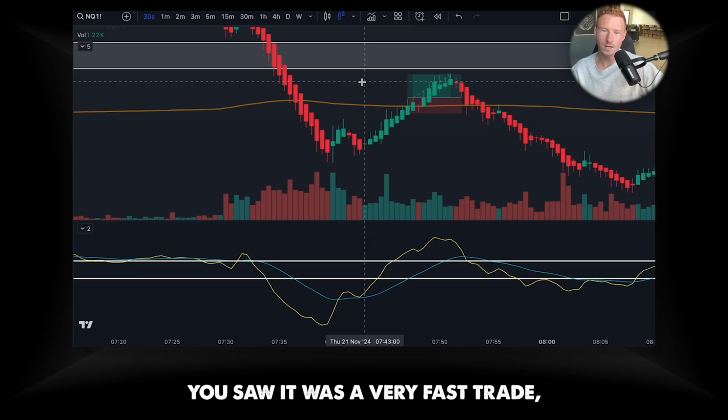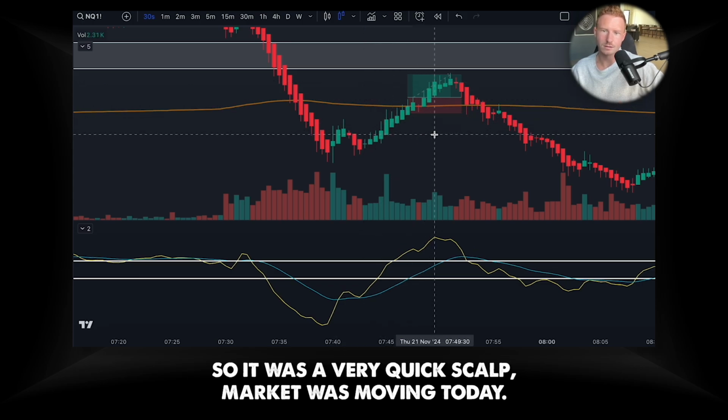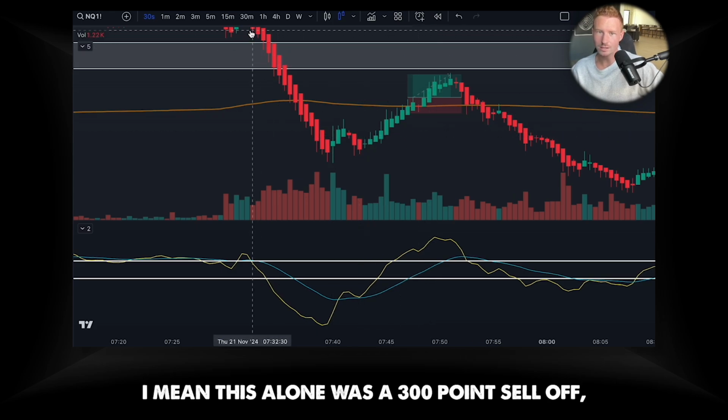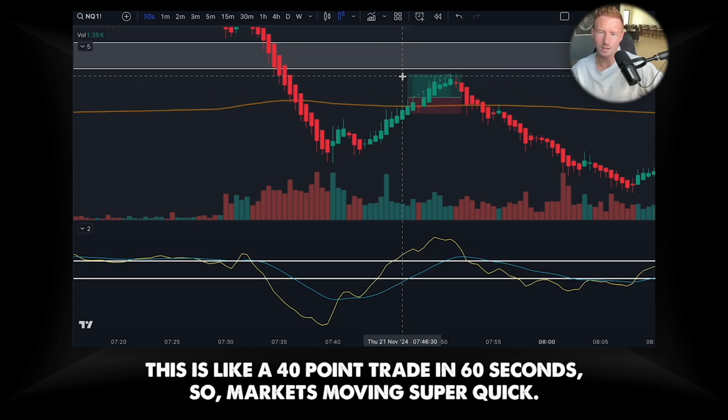You saw it was a very fast trade. These are 30-second candles, and this played out within 60 seconds. So it was a very quick scalp. Market was moving today. I mean, this alone was a 300-point sell-off. This trade I got, this was like 40 and it went all the way to 80. This is like a 40-point trade in 60 seconds. So market's moving super quick.